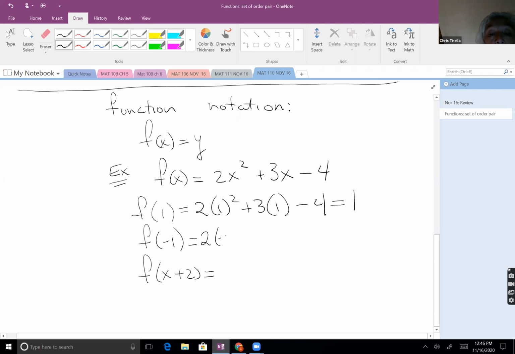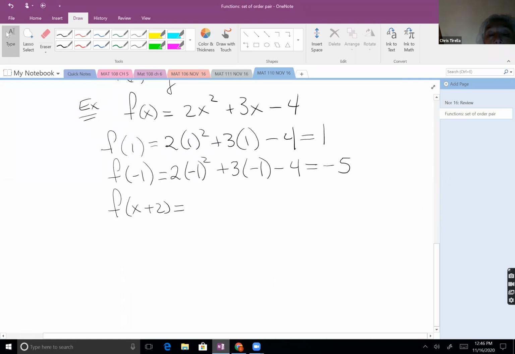Be careful when you substitute in negative numbers. If you're using your calculator, make sure you put parentheses around that negative value. And that becomes 2 minus 3 minus 4, or negative 5. And over here, when I've got an algebraic expression in there, instead of just a number, I'm going to think of this function as 2 times what's in the parentheses squared, plus 3 times what's in the parentheses minus 4, thinking of that x is just a placeholder for what's in the parentheses. And so instead of just putting in an x, we're putting in that expression x plus 2.